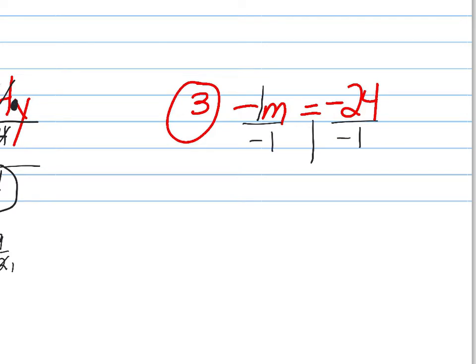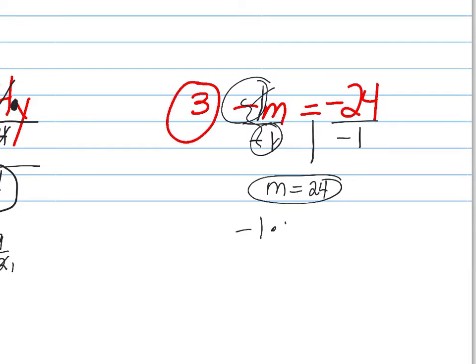Yeah, negative 1. You have to divide by the exact same number. If I said divide by 1, I would get a negative answer. Negative 1 divided by negative 1. M. Positive m, right? And what's m going to equal? 24. Plug it in. Negative 1 times 24. Is that equal to negative 24? Yes. Sure is.